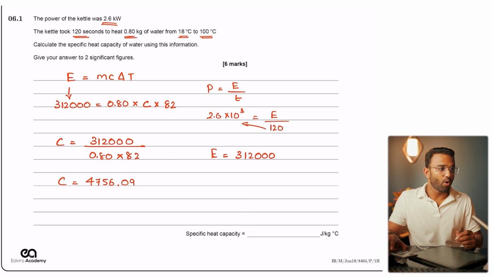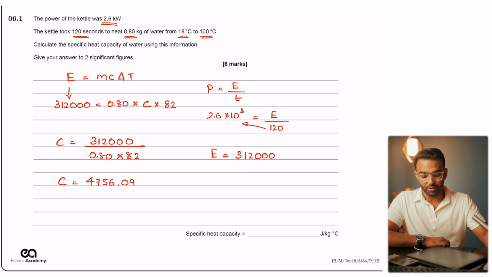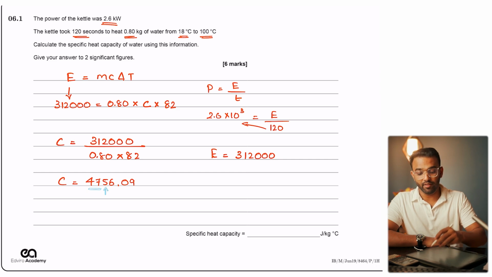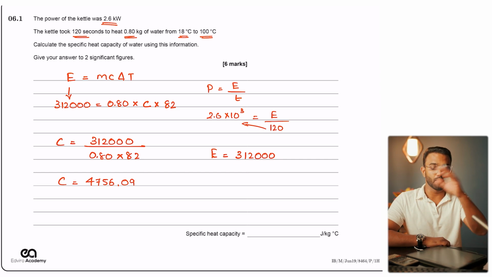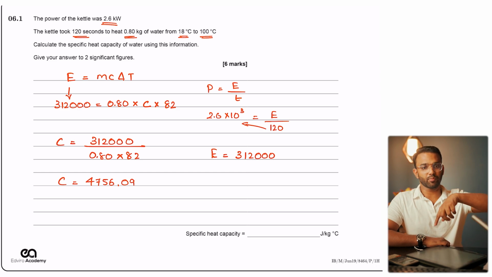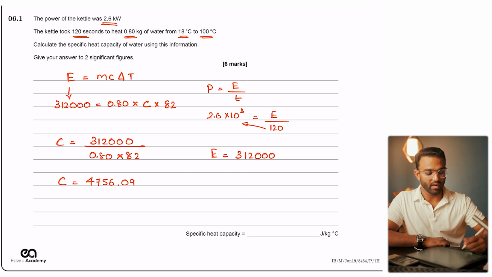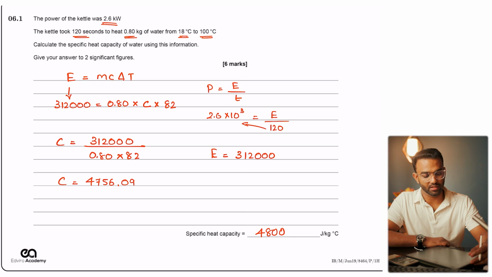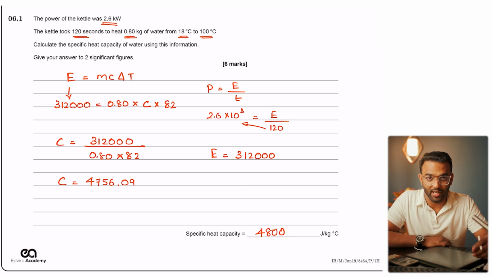Now, you see over here, it is asking you to round your answer to two significant figures. So you look at the first two digits and look at the third one. It is 5, so it's more than 4. So we would round the previous digit by adding one more to it. So this will be 4,800 joules per kilogram degree Celsius. That is how you will answer this 6-mark calculation question.